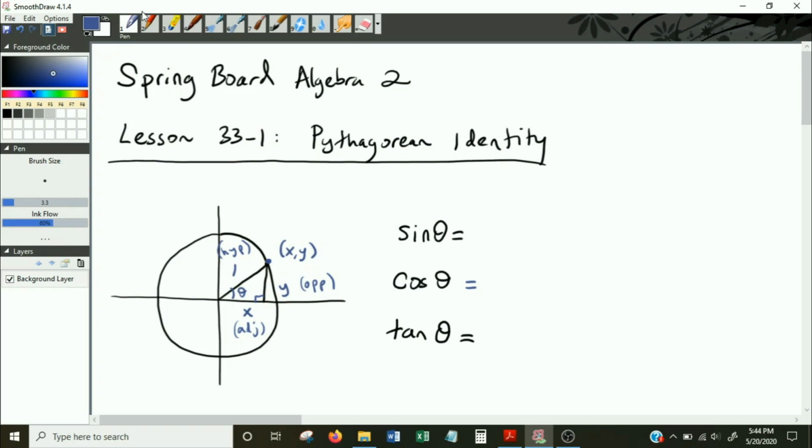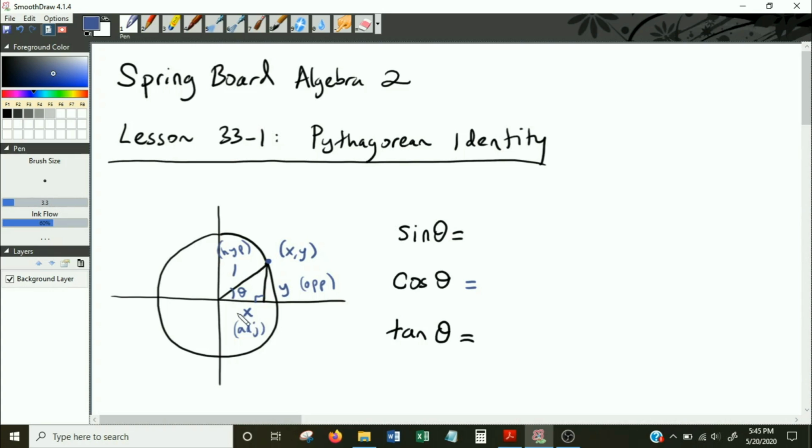The topic of this video is the Pythagorean identity. My name is Mr. Yeselyurt and I will be walking you through how we get the Pythagorean identity from the unit circle. So in this unit circle we have a radius of 1 and the angle that this ray forms with the circle is called theta.